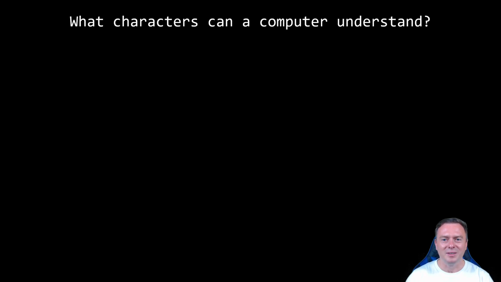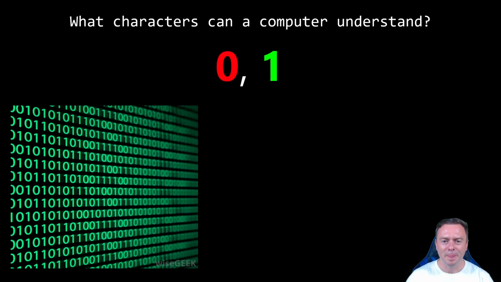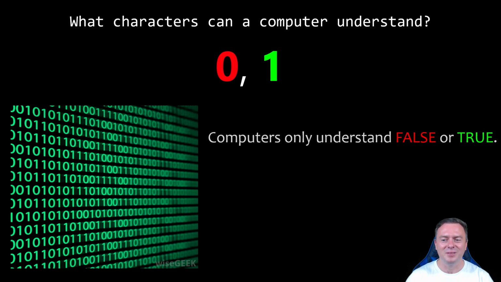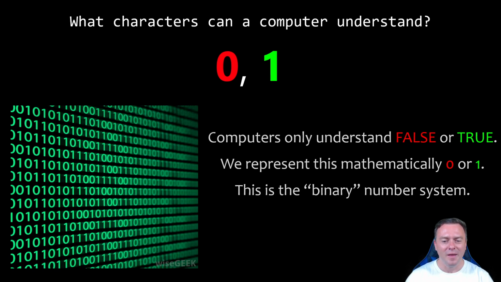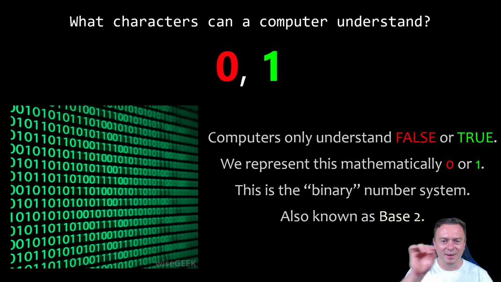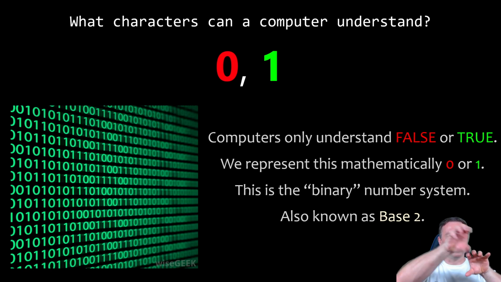Okay, so what characters can a computer understand? 0 and 1 is it. It only understands true or false, and we represent this mathematically with either a 0 or 1. This is what our binary number system is built on. Just to add a bit of terminology, it's also known as base 2. So a computer understands base 2 systems. It doesn't know what the character 3 looks like. It can only ever understand if a light switch is on or off, and there's a series of these switches all in a row that makes up the number.